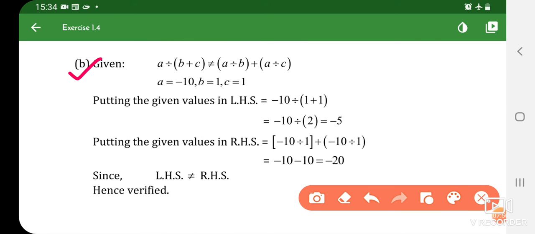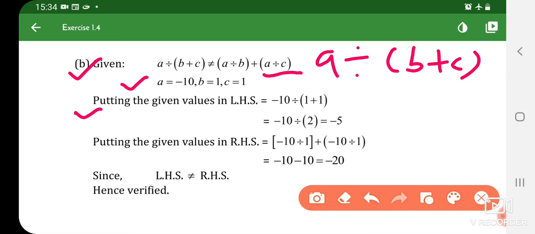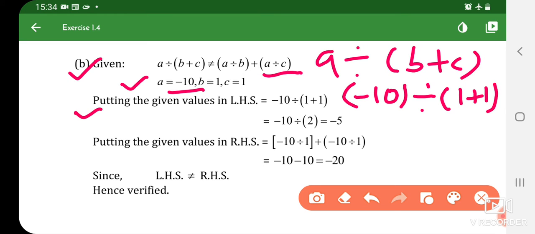Now question number B. Given A divided by (B plus C) is not equal to A divided by B plus A divided by C. Here are given some values. Firstly we take the LHS and we have to put the values in this: A divided by (B plus C). So what is the value of A? The value of A is minus 10, and the value of B is 1 and C is also 1.